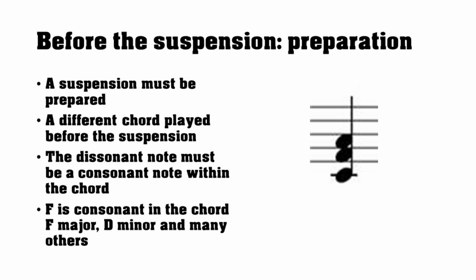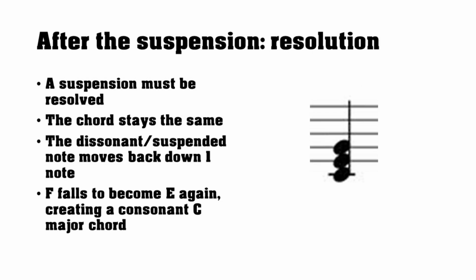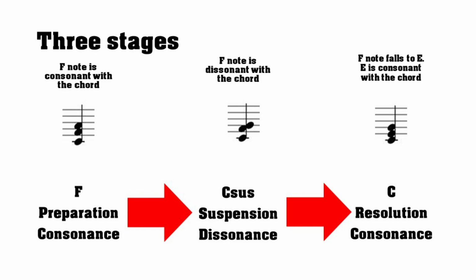After the suspension, the suspended note resolves back down to the third of the chord to make a consonant triad. In our example, the F resolves downwards, always downwards, by step to the E to make a normal C major chord. Think of it as a chord change from F to C, but the note F itself is late in changing by one whole chord, creating a moment of brief dissonance while it catches up.